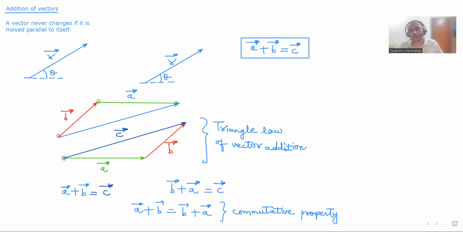Okay. So this is the introduction to addition of vectors, right? Since it forms a triangle, that's why we call it the triangle law of addition of vectors. Now let's try to understand how to resolve a vector into its components. Now, what do you understand by this?